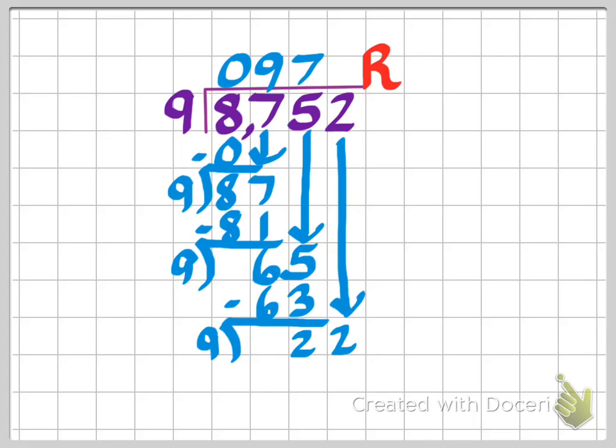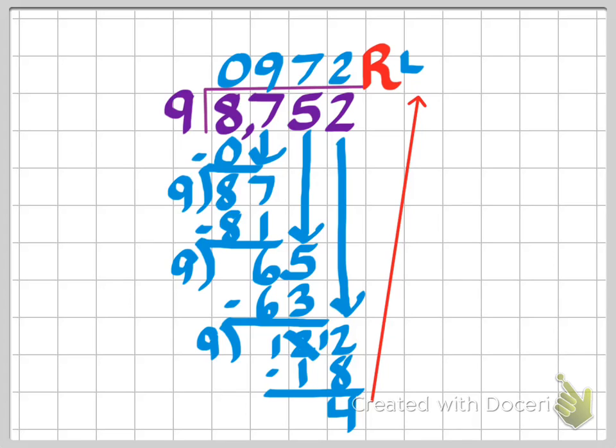How many times does 9 go into 22? Say 2 times. And 2 times 9 is 18. Subtract. You had to do some regrouping. And then you're left with 4. Now, I need to remember to bring up my 4. So, 8,752 divided by 9 is 972 with a remainder of 4.